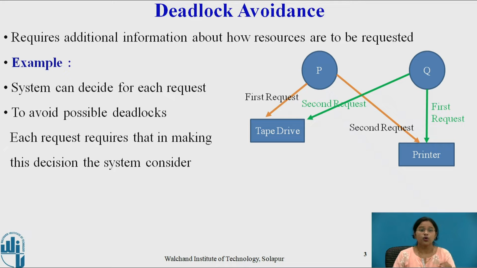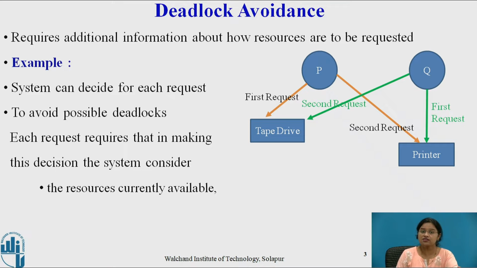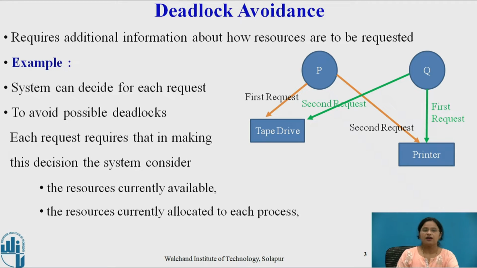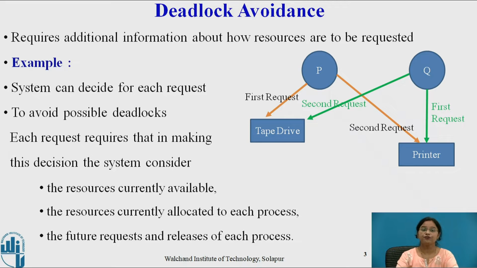And to avoid possible deadlock, in making this decision the system must consider the resources currently available, how many resources are currently available, the resources currently allocated to each process, how many resources are currently allocated to each process, and the future request and release of each resource.